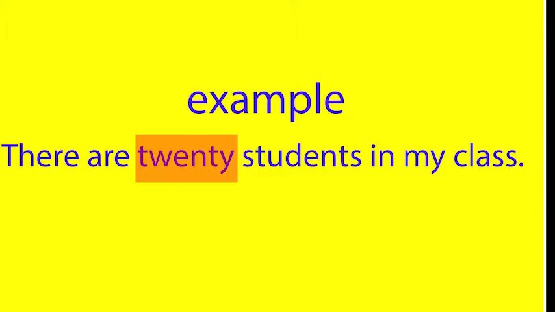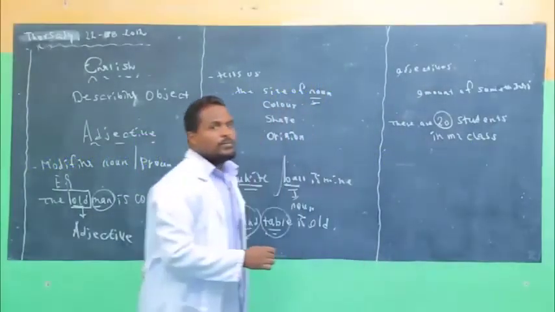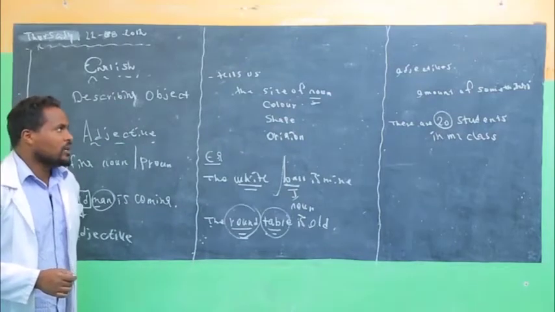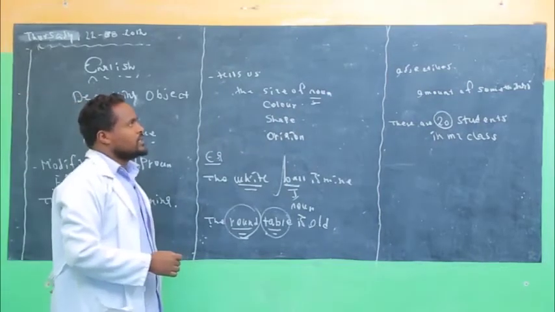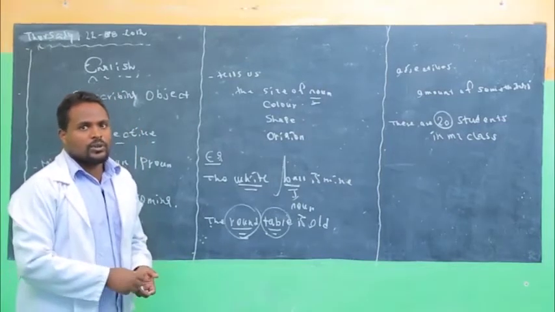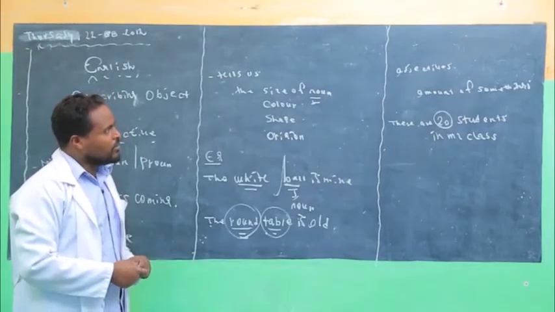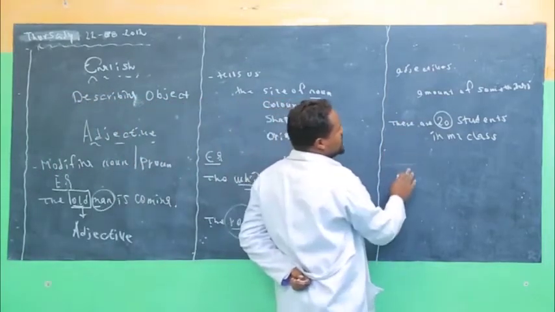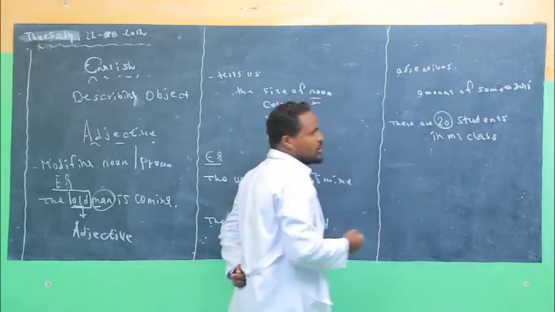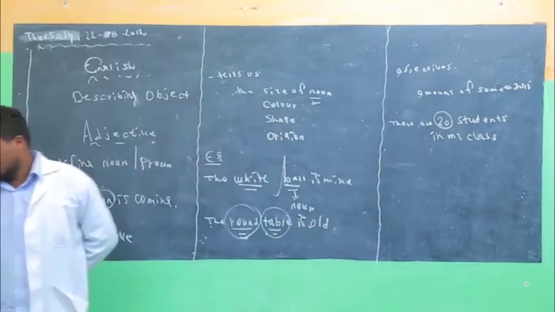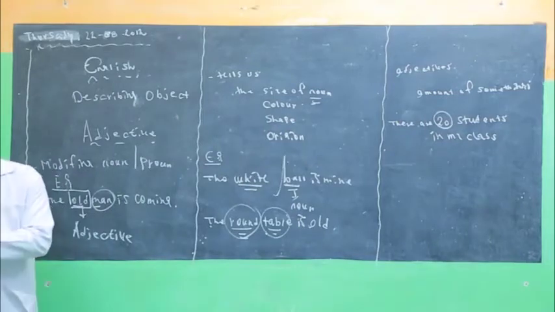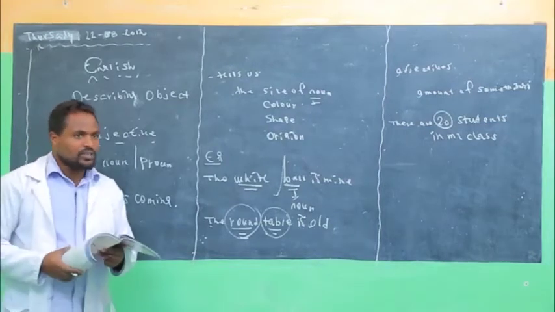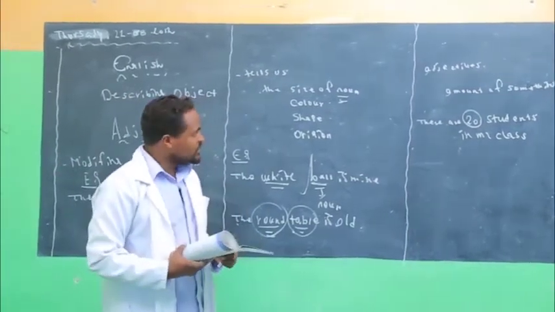In this sentence, 20 describes the number of students in the class. So adjectives also tell us the number. They are called adjectives of quantity. They tell us how much or how many of something. So adjectives can be used to describe the amount or the number of nouns. For example, in your book on page 60, you can find some examples of adjectives. Let me read those examples for you.